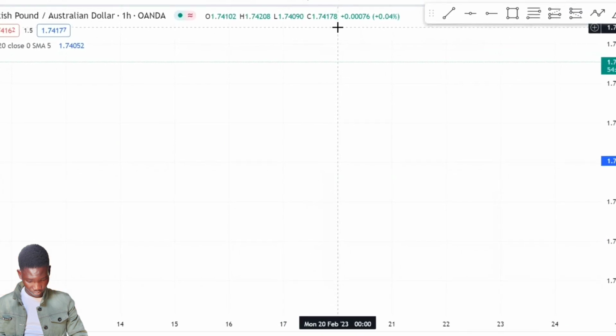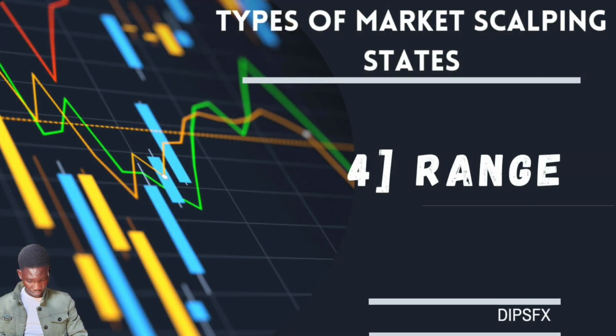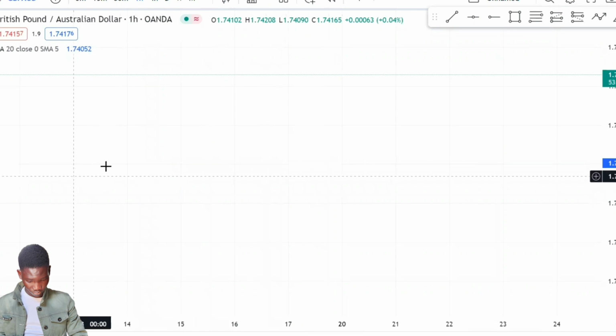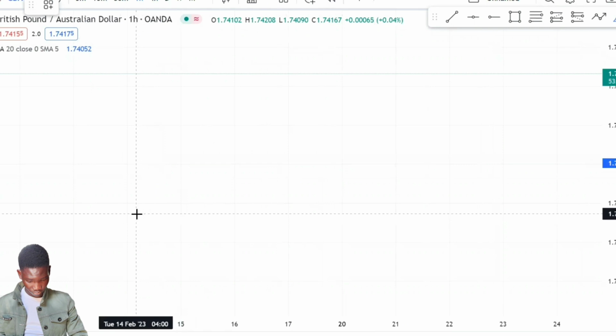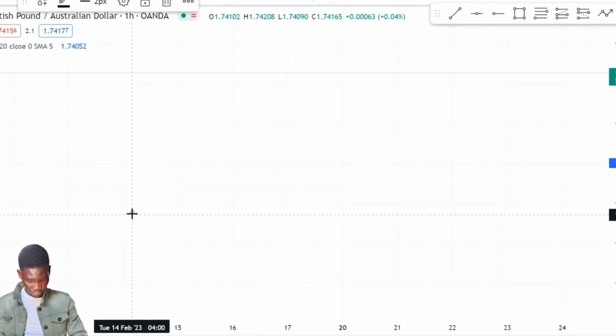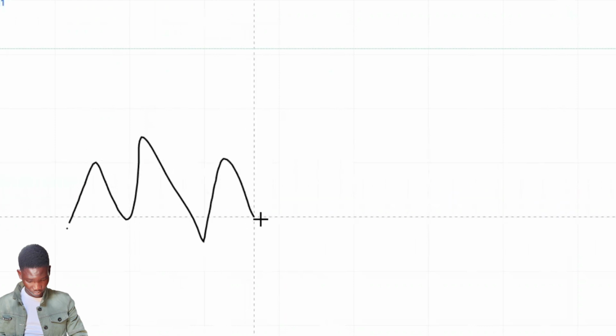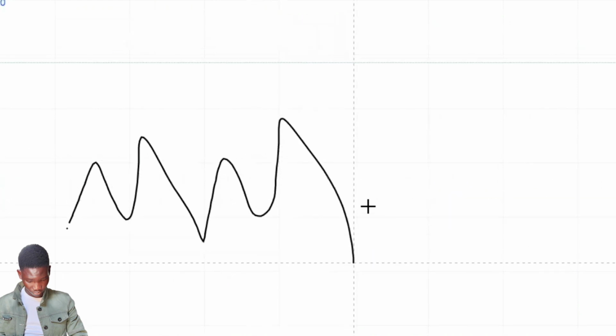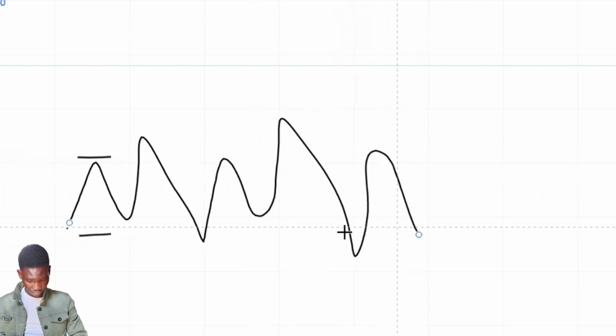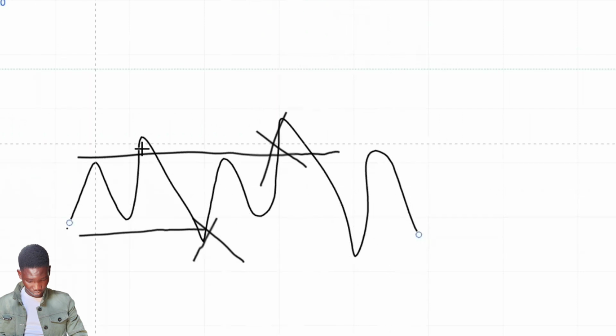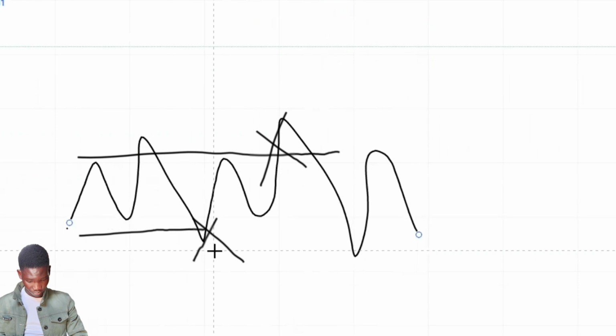So the fourth type of market scalping state is ranging. I don't usually trade the ranging strategy because it's basically just consolidation, so I usually avoid it in the Forex market. But I'll show you guys a typical example of the ranging state. Markets usually go somewhat like this when ranging, like this, and then like this. As you can see, guys, the market isn't forming any support or resistance structure. Price is just ranging as it wants, so I usually avoid this type of setup.